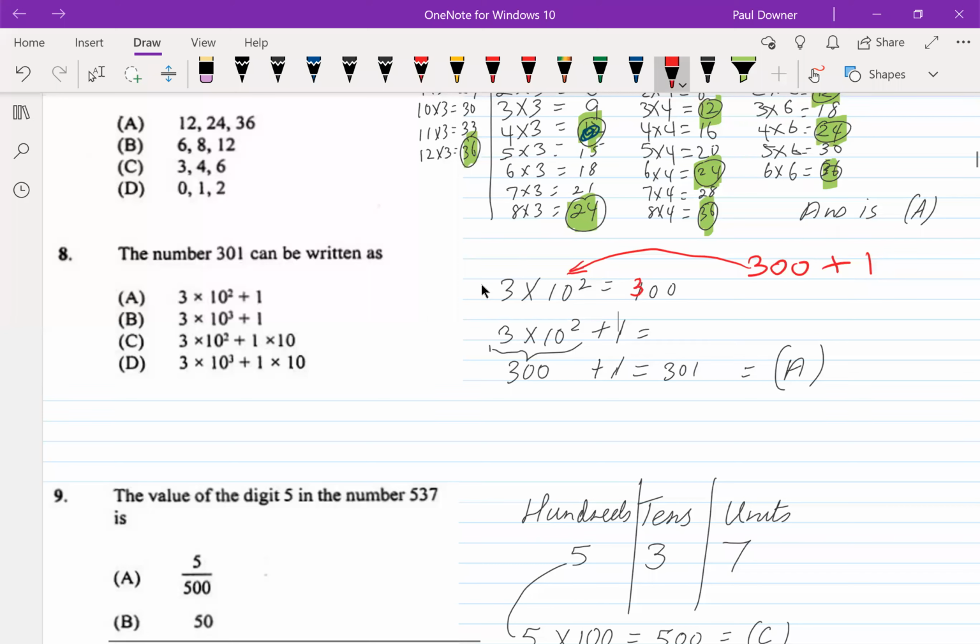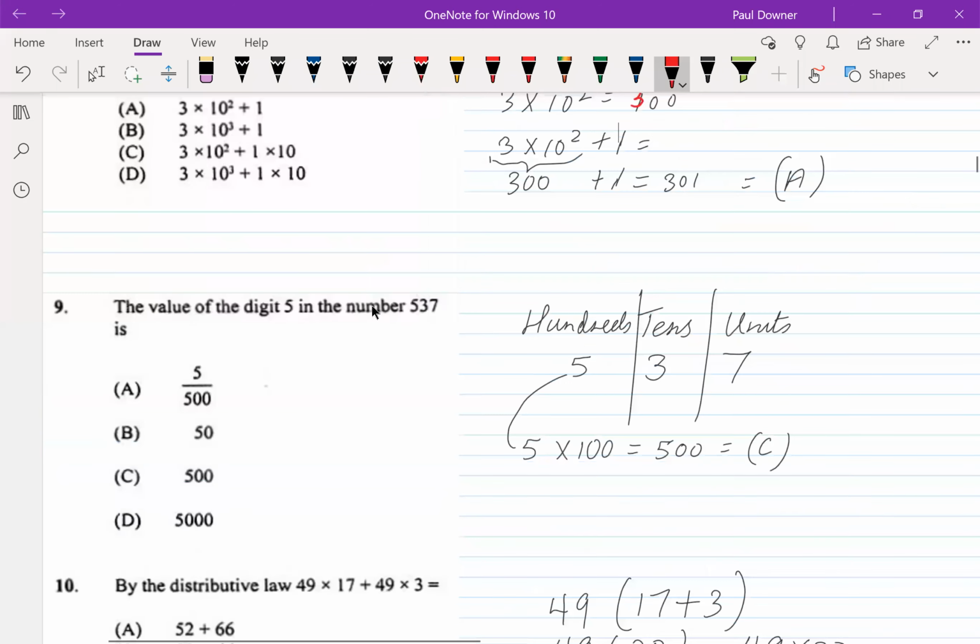So this 3 by 10 squared will represent the 300, and then we'll have to add the 1. Now, where are we seeing 3 by 10 squared? 3 by 10 squared is here, and then you add the 1, all right? So the answer that will fulfill 301 will be answer E, right? Where this part will give us 300, and then you add the 1 to give us 301. So that is answer E.